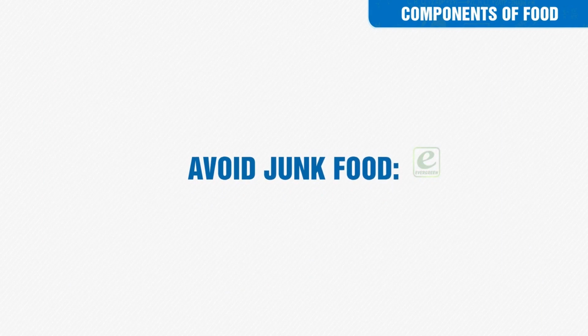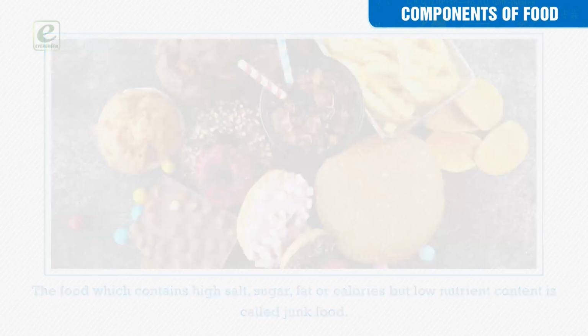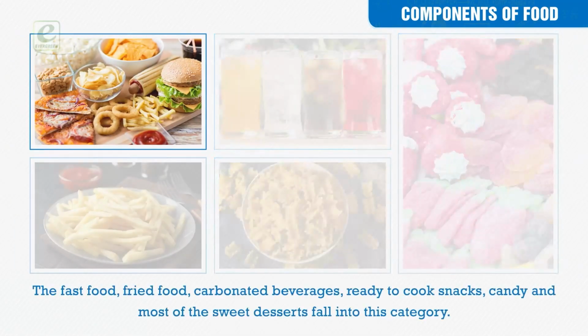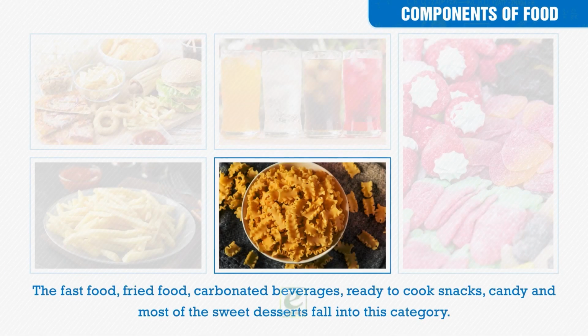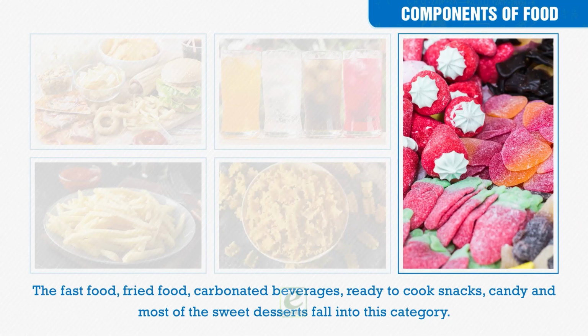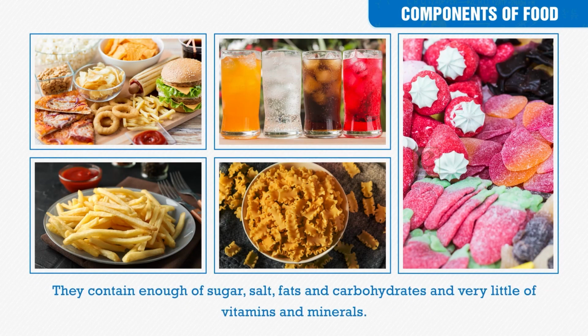Avoid junk food. The food which contains high salt, sugar, fat, or calories but low nutrient content is called junk food. The fast food, fried food, carbonated beverages, ready-to-cook snacks, candy, and most of the sweet desserts fall into this category. They contain enough of sugar, salt, fats, and carbohydrates, and very little vitamins and minerals.